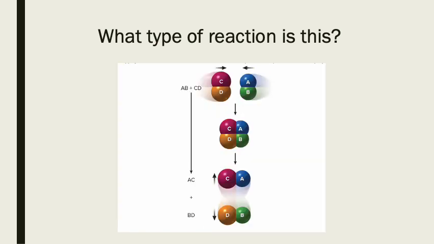What type of reaction would this be? You have CD and AB, and then they go into this chemical reaction and they come out as CA and DB. So they're not breaking down, they're not growing, but they're switching around. So this would be an exchange reaction.